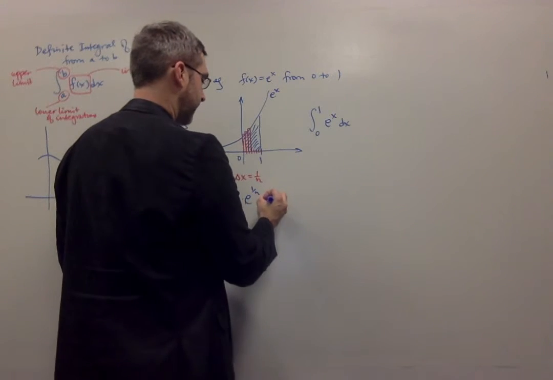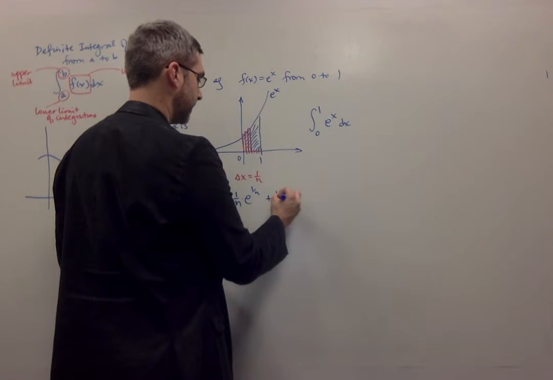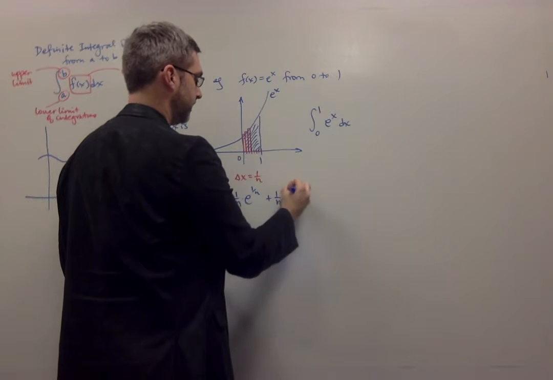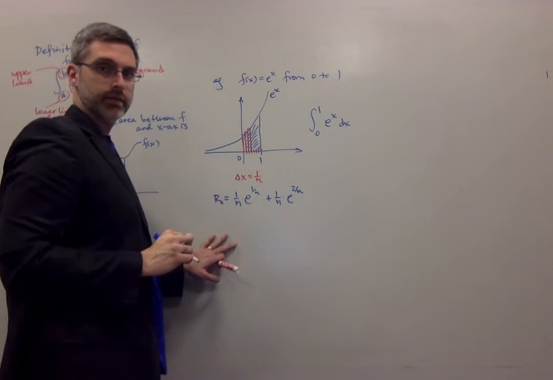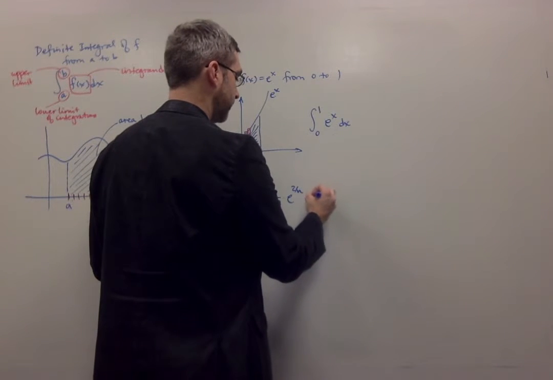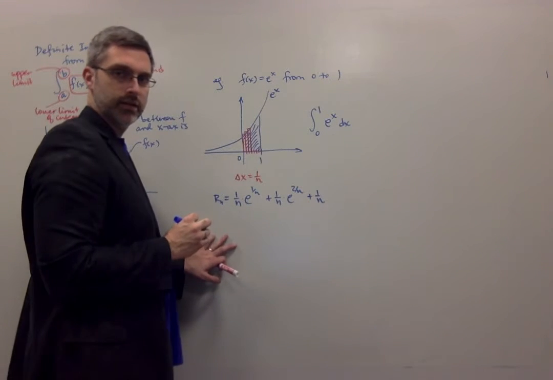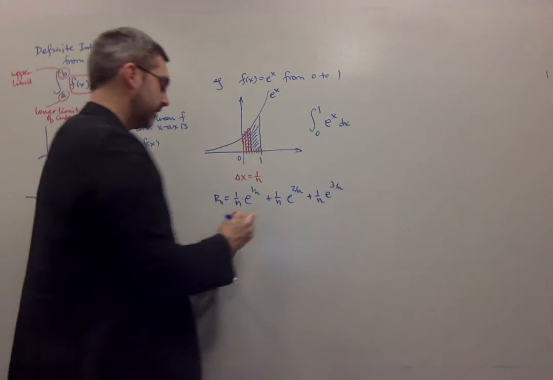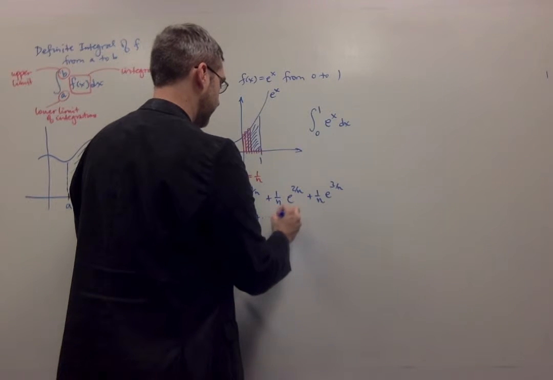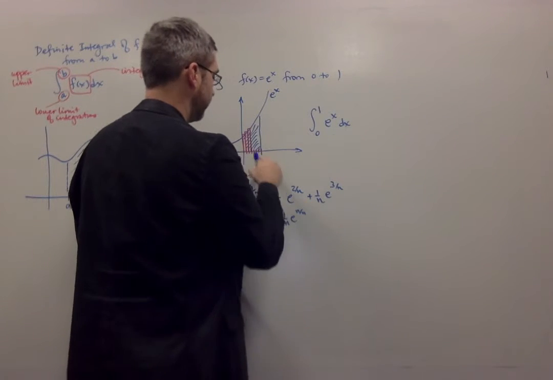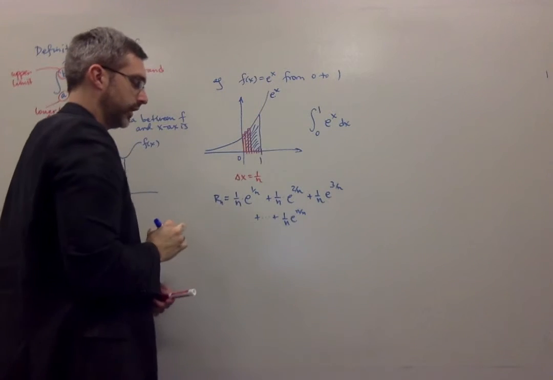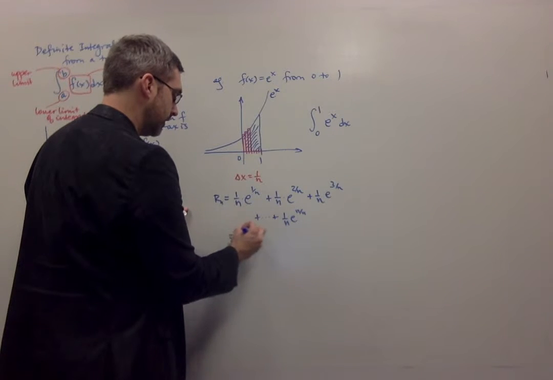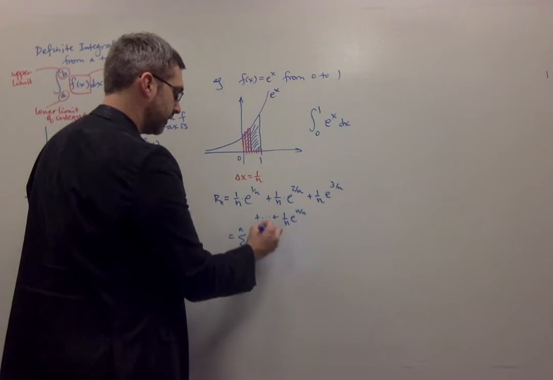The second rectangle has width 1 over n, and height what I get when I plug the second point into the function, which in this case is e to the 2 over n. Next one's going to be 1 over n, e to the 3 over n, right? Okay. Then all the way up to 1 over n, e to the n over n, e to the 1, which makes sense, that's our last point. So in sigma notation, that's going to be 1 over n, e to the i over n.